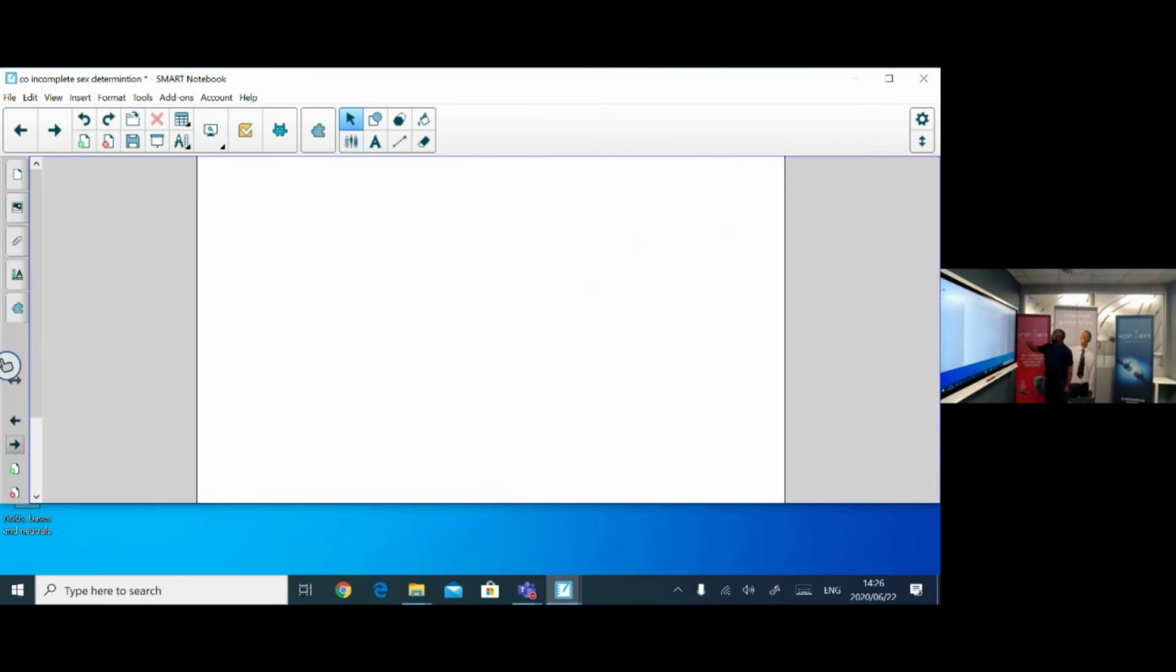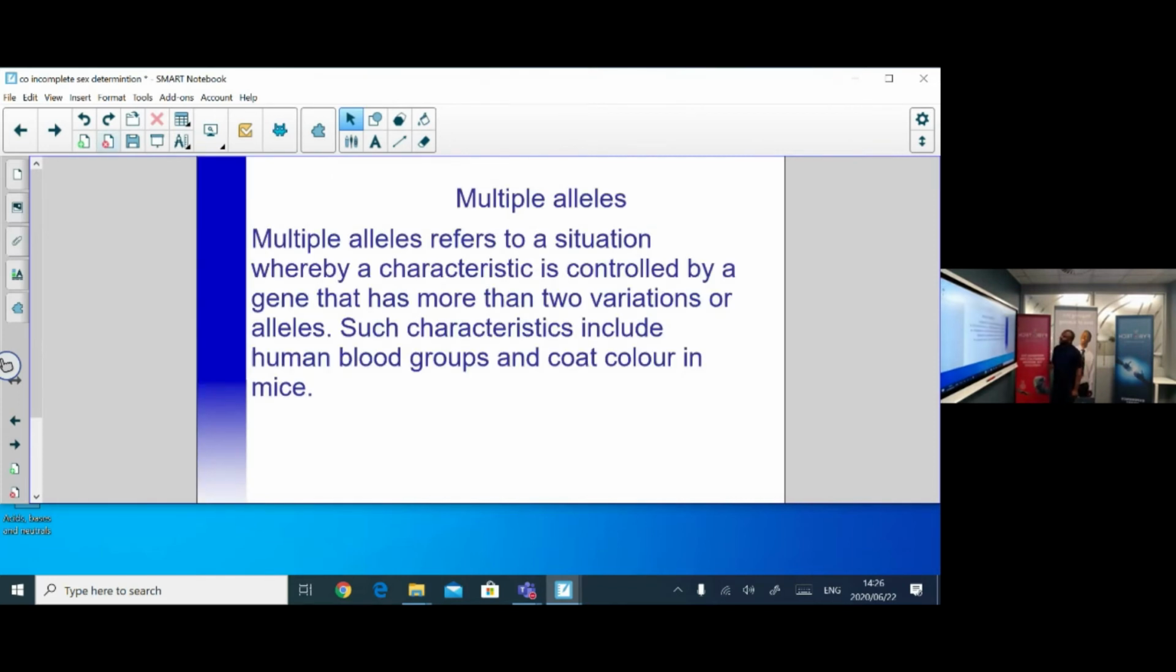Okay, let's move on. I want to combine codominance and multiple allelic interactions, and then we look specifically at human blood groups. Then we move on like that. When we say multiple interactions, we are simply saying it's not only two variations from a single gene, it is more than two variations.